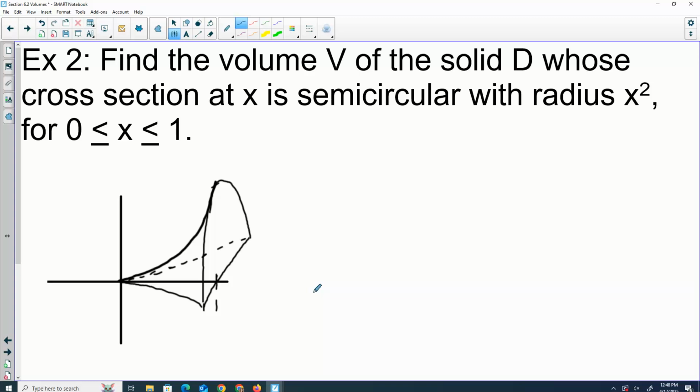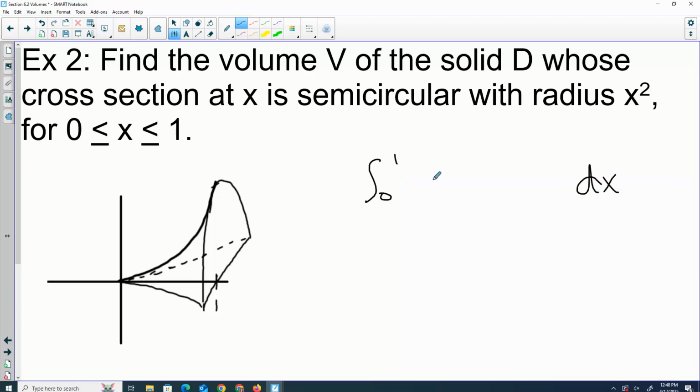Oh, it gives us the radius. The radius is x squared. Okay. So that means when x is 0 to 1, we integrate. Our limits, we're doing it in terms of x, and I've already told you x starts at 0 and ends at 1, so we're going to go from 0 to 1. Alright, so x is my variable.